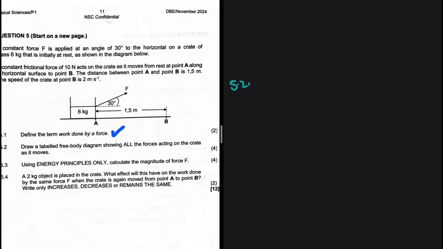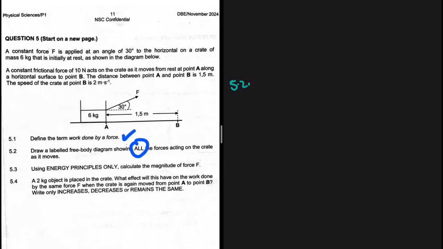That is 5.1. Let's take a look at 5.2. Draw a labelled free body diagram showing all the forces acting on the crate as it moves. At least in 5.2, we're supposed to draw a free body diagram showing all the forces, because in question 2 we were supposed to draw a free body diagram showing only the horizontal forces, not vertical forces. If you include the vertical forces, you probably lose some marks.